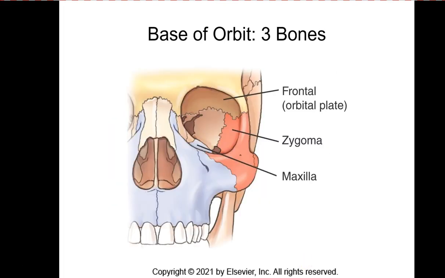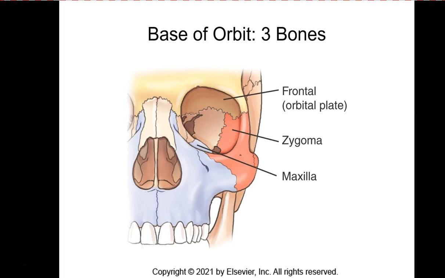All right, let's talk about the bones that make up the orbit. So each orbit is made up of 7 different bones. The base of each orbit is composed of 3 bones: the frontal, specifically the orbital plate of the frontal bone, the maxilla, and the zygoma.